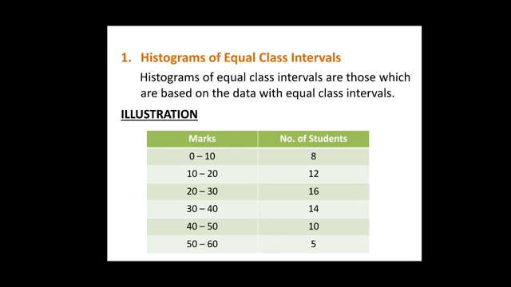First, histograms of equal class intervals. Students, histograms of equal class intervals are those which are based on the data with equal class intervals. A statistical series with equal class intervals would make a histogram including rectangles of equal width. However, height of rectangles would be different. It would be in proportion to the class frequencies.